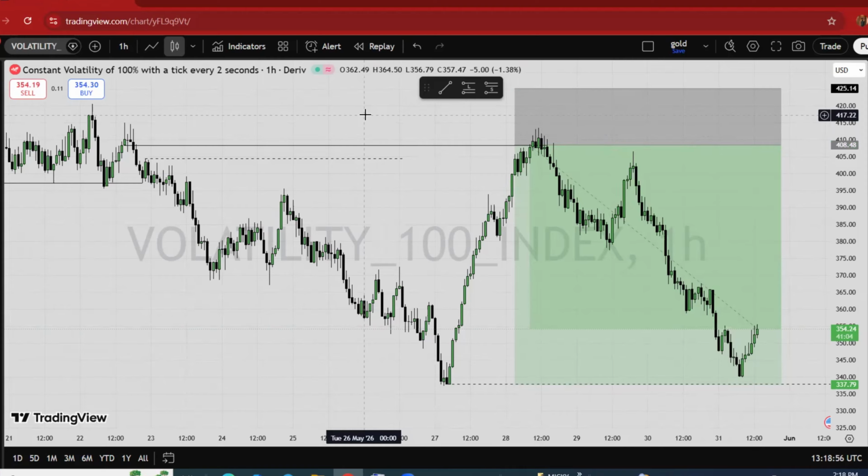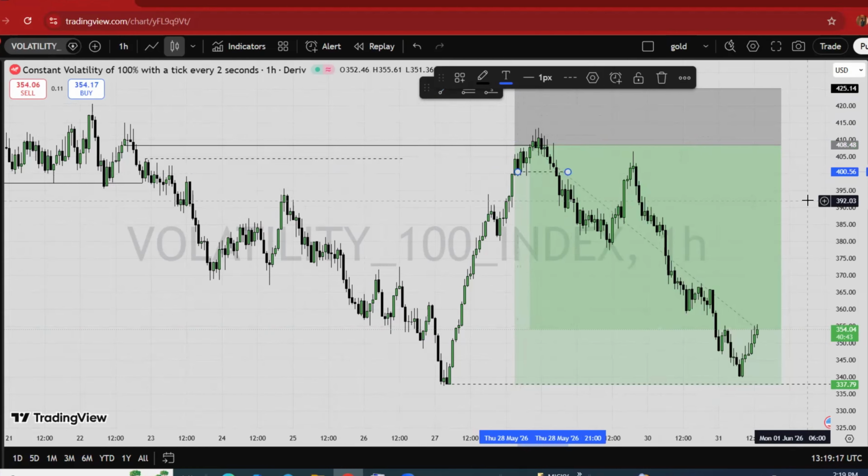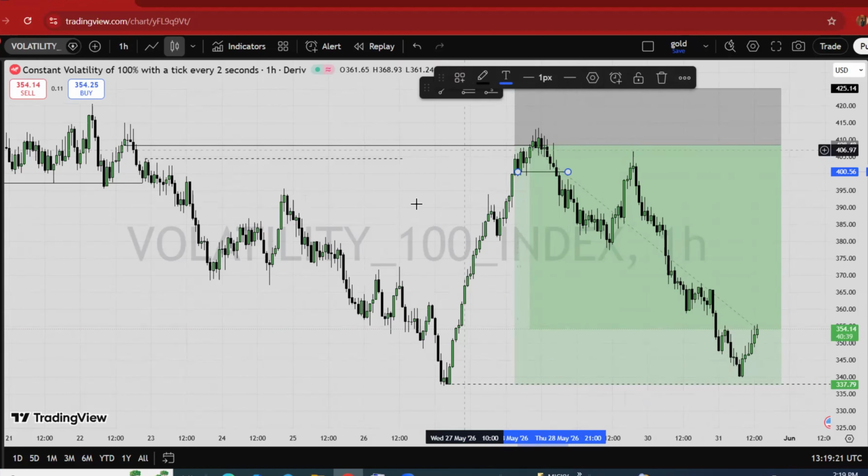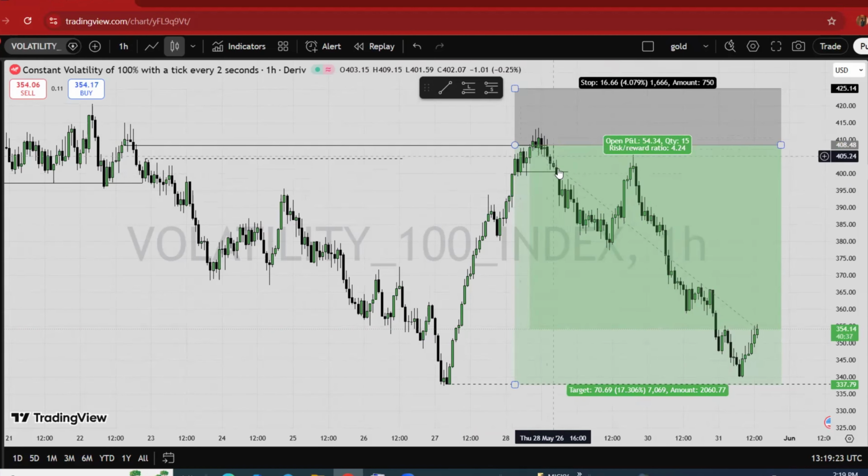I wait for price, because I'm trying to sell this market, so I just wait for a break of structure to the downside. I just wait for price to break and close below the last support zone, which this was the last support zone. You can see. So once price just broke below it, I started selling. As you can see, price sold.